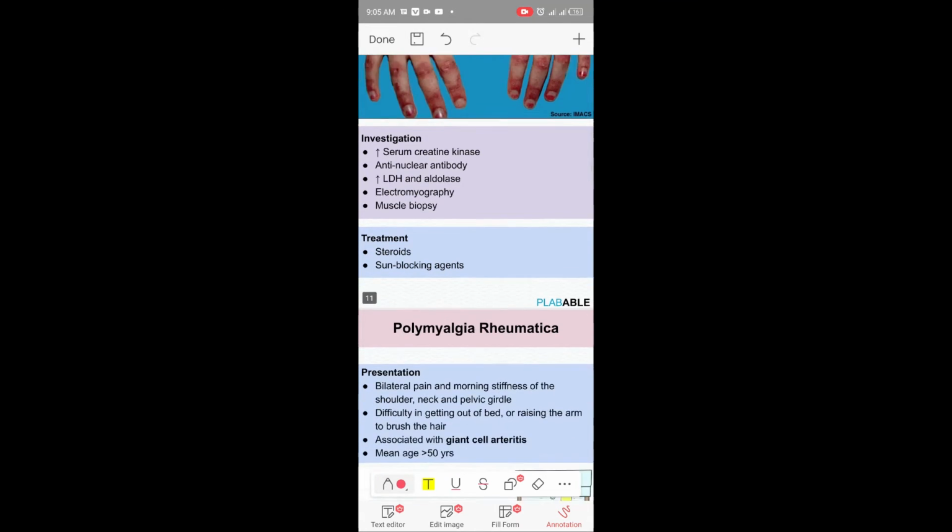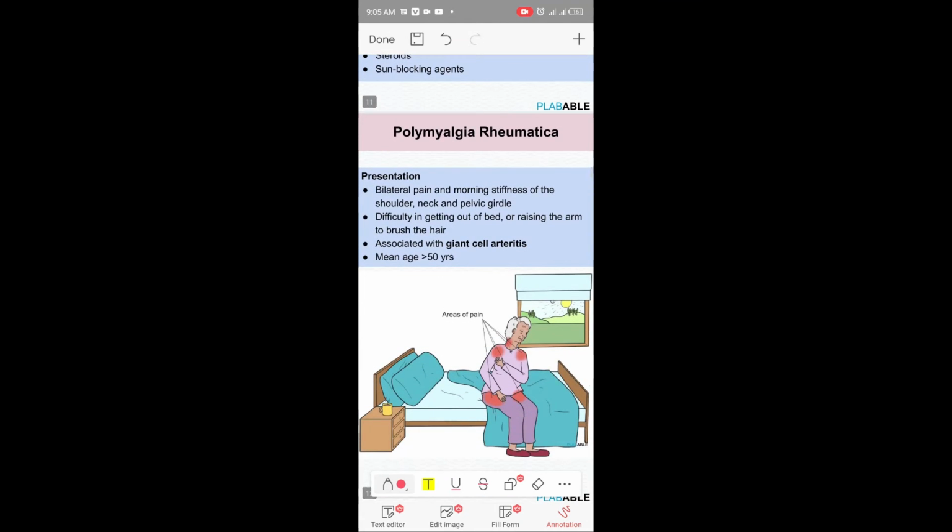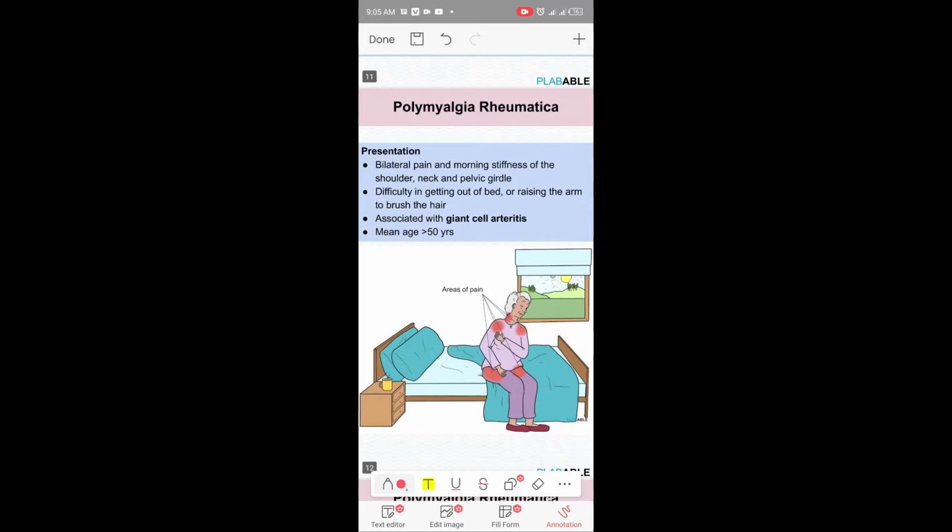Okay, the things remain the same for the treatment options as well as the diagnosis and the labs. They remain the same, but yes, in dermatomyositis there is skin involvement. Okay, the next topic is polymyalgia rheumatica.